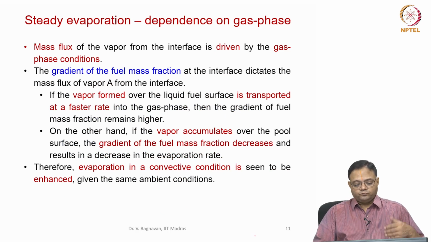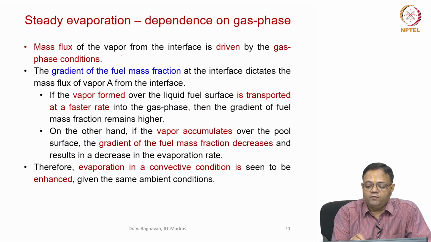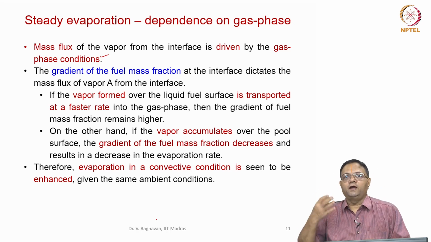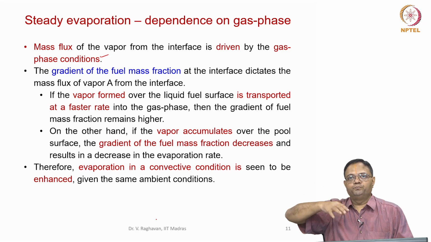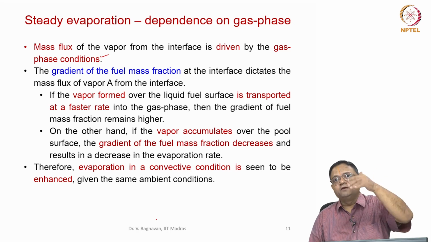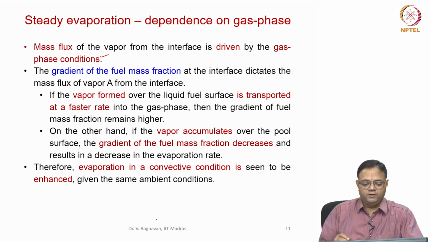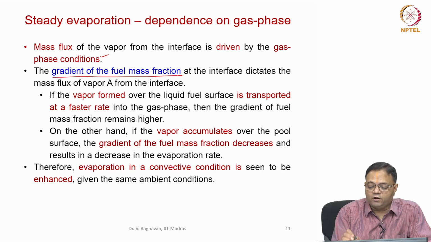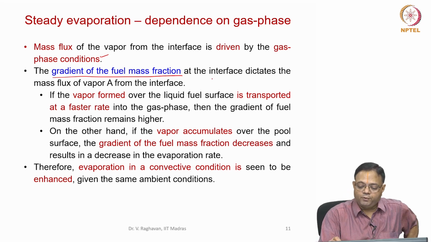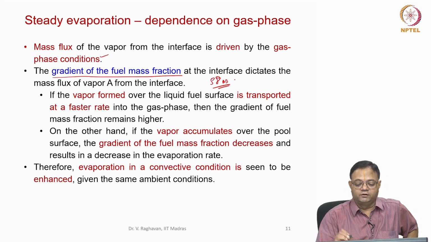Okay. So, to summarize, the mass flux of the vapor from the interface is driven by the gas phase conditions because of the gradient. So, if more concentration of Y_A flows above the beaker, then the Y_A infinity value will be higher, so the gradient will be lesser. That means you will not have much mass flux. But if Y_A infinity tends to 0, then you will have more mass flux. This means that the gradient of fuel mass fraction at the interface dictates the mass flux along with the property rho D_AB.